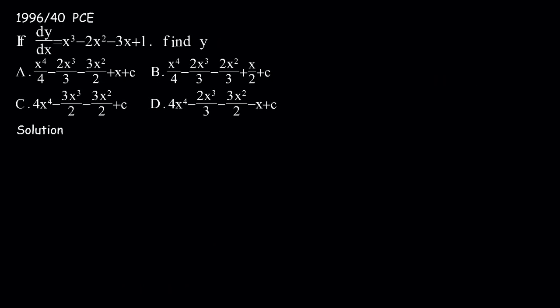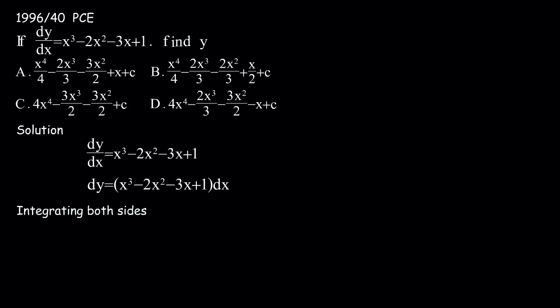Our next question states that if dy over ds is equals to s cubed minus 2s squared minus 3s plus 1, find y. Now the very first step is to write down our equation. dy over ds is equals to s cubed minus 2s squared minus 3s plus 1. Our next step is to multiply both sides by ds, and doing so, dy over ds times ds will be left with dy. It will be equals to, in bracket, s cubed minus 2s squared minus 3s plus 1, ds. The next step is to integrate both sides.